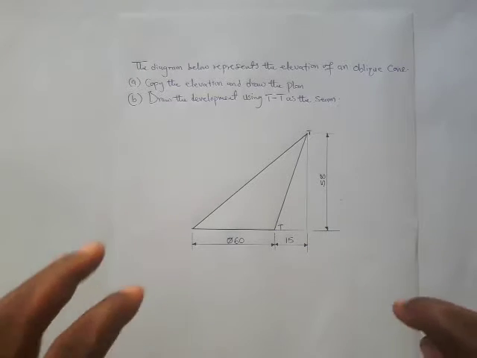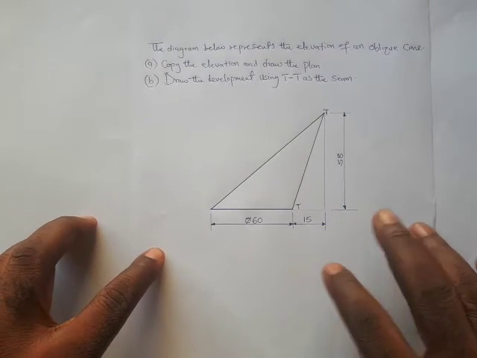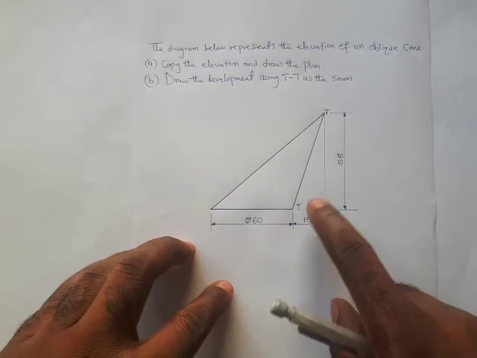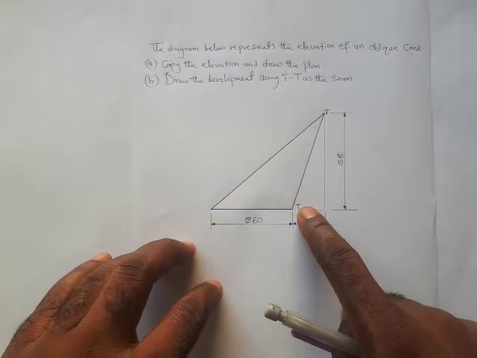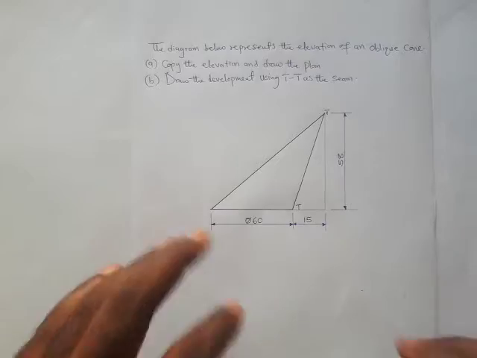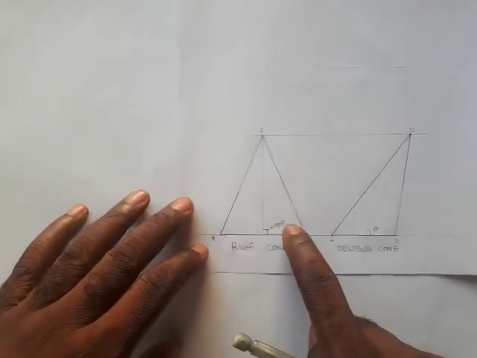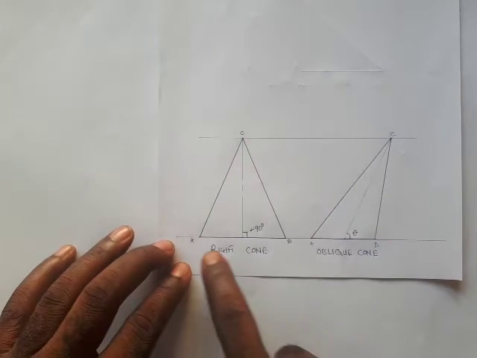This is the elevation of a cone, but this time around this is an oblique cone. Now a cone can be an oblique or right. Let me show you an example. Now this is the elevation of a cone. All right, this is an example of a right cone.